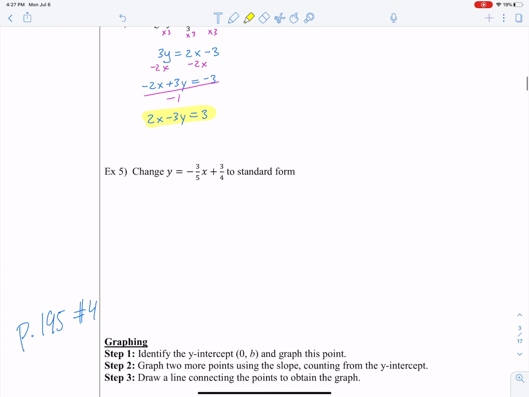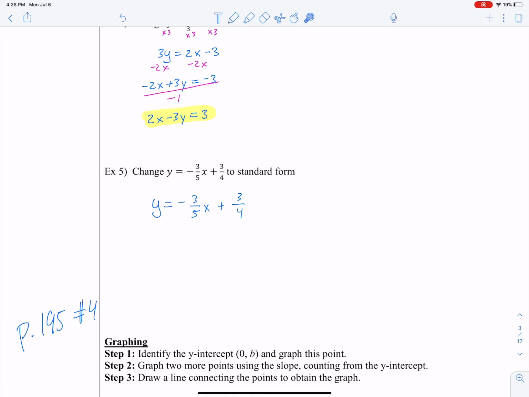Next it says, we have another slope-intercept form, but this one has more fractions. It says, change this to standard form. So we're going to start off by writing it out. y is equal to negative 3 over 5x plus 3 over 4.